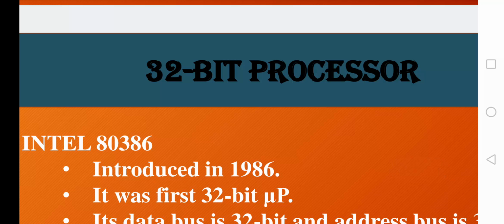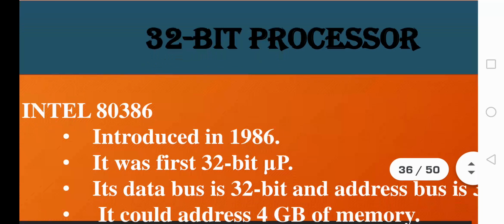I have to correct one thing. The first 8-bit microprocessor was 8008. Let me tell you once more. The first 4-bit microprocessor invented was 4004. The first 8-bit microprocessor invented was 8008. The first 16-bit microprocessor that they invented was 8086, and the first 32-bit microprocessor that they invented was 80386.